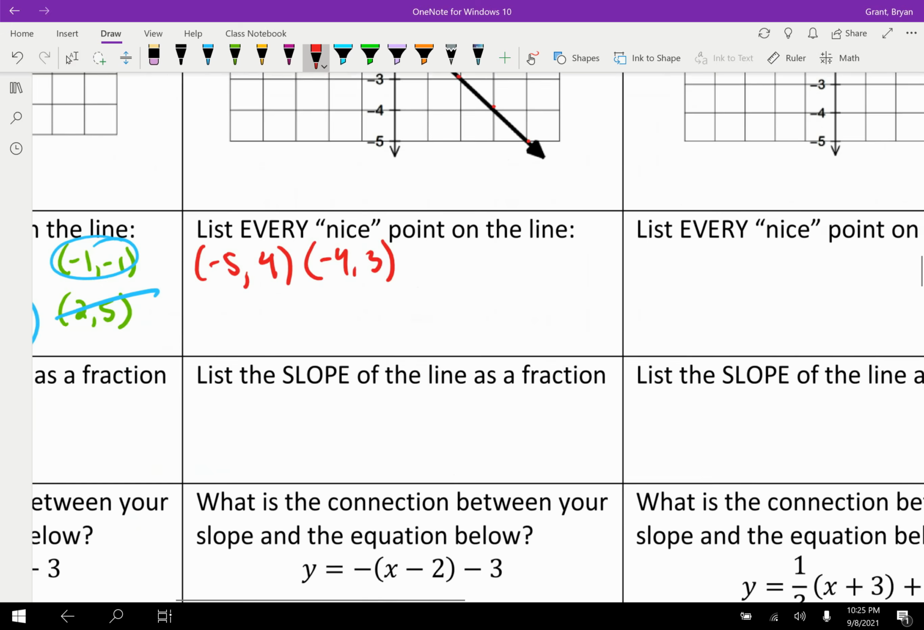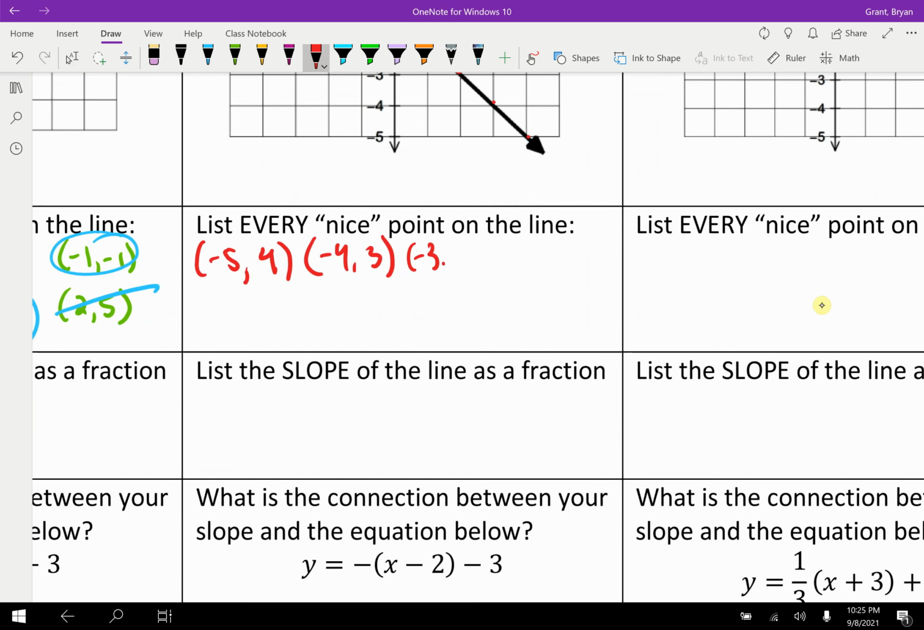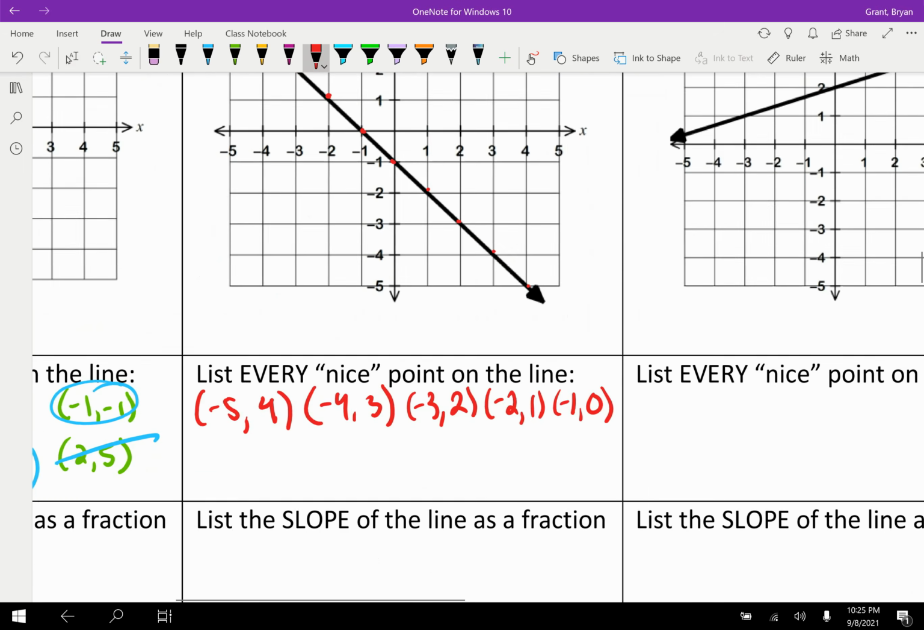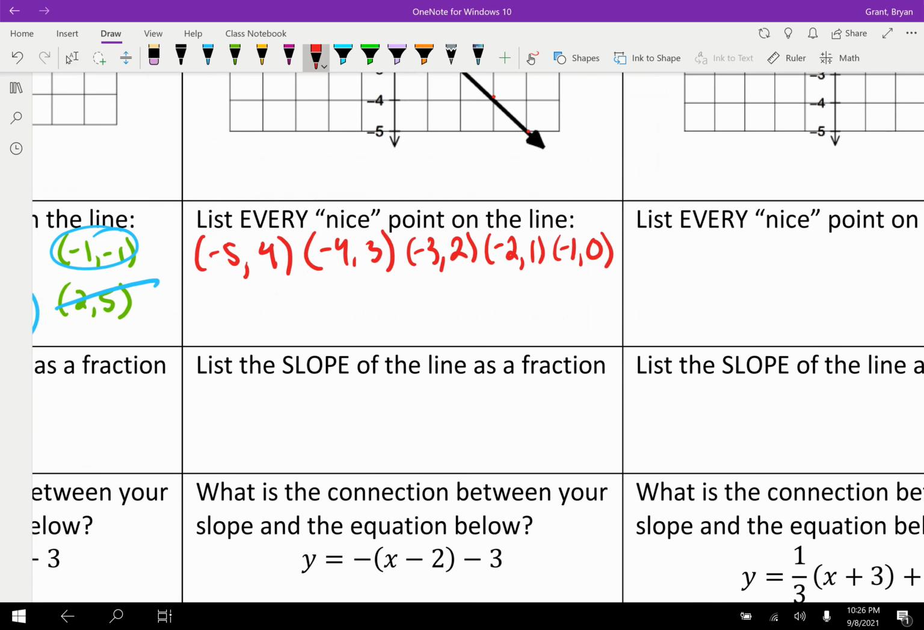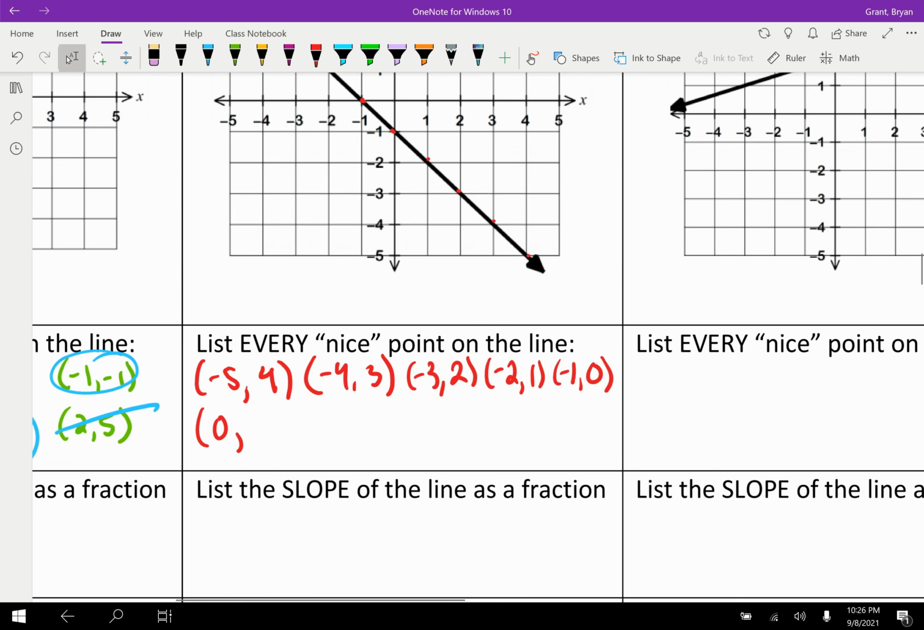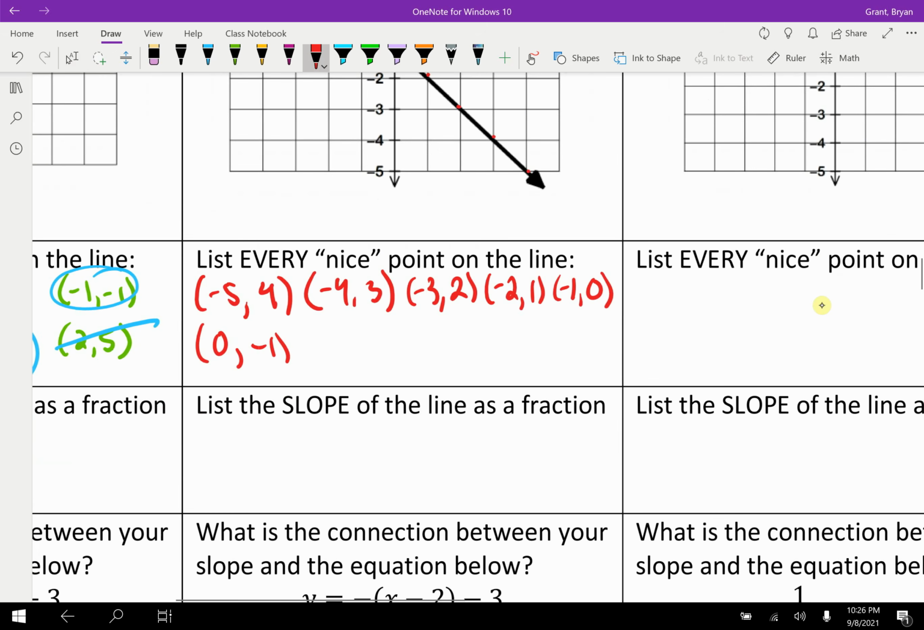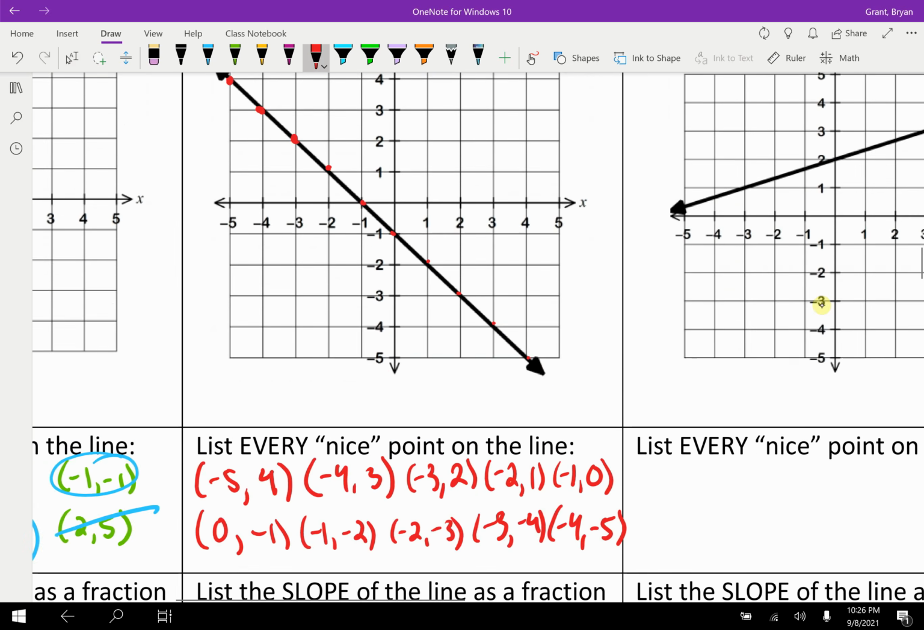I already see the pattern, right? We make one of these negative, and then we make the other one positive, but one smaller. So this will be -2, 1, and then -1, 0. Let's double check. That looks good. Then we continue. We keep dropping this or increasing this one. So 0. And then what's going to happen here? -1, right? The y's are dropping. So then we have -1, -2, -2, -3, -3, -4, and -4, -5 is our last one.